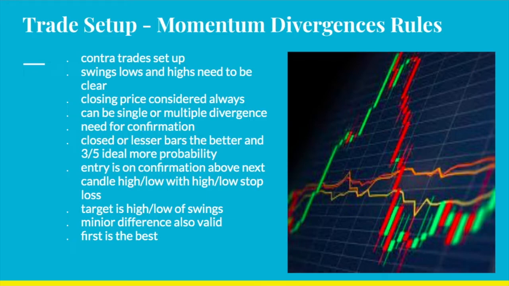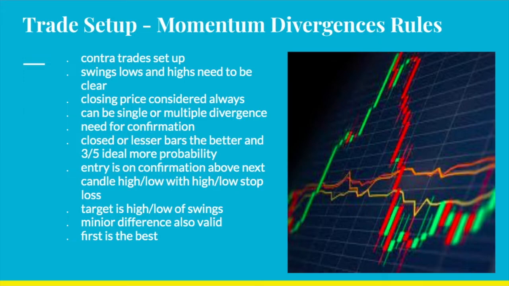Entry will always be on confirmation only. We mark a divergence, and then when the high is broken the next day, or the low is broken the next day, that is when we enter the trade, with a stop loss on that previous candle's low or high. The target will be the swing high and low. We'll be marking it on a swing. We'll see the setup directly in the charts and understand better.